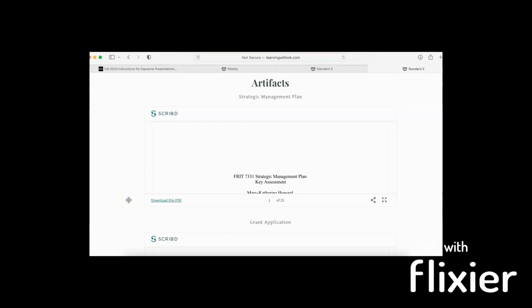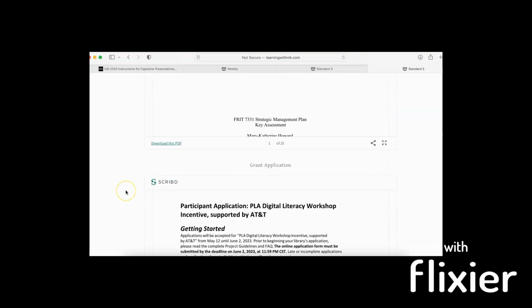Standard 5, Program Management and Administration. For this standard, I am using the Key Assessment Strategic Management Plan, Grant Application, and Program Evaluation rubric. The Strategic Management Plan allowed me to evaluate the state of the Media Center at the school I taught at. I was able to gain insight into how difficult it can be with limited funds to have a truly functioning media center.